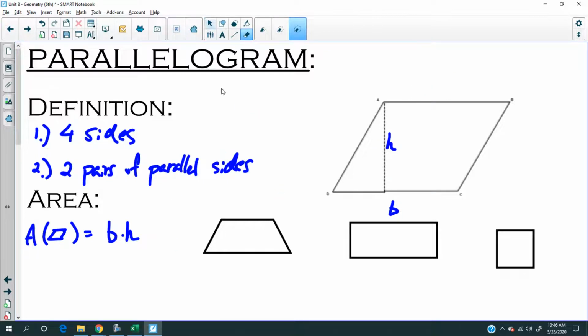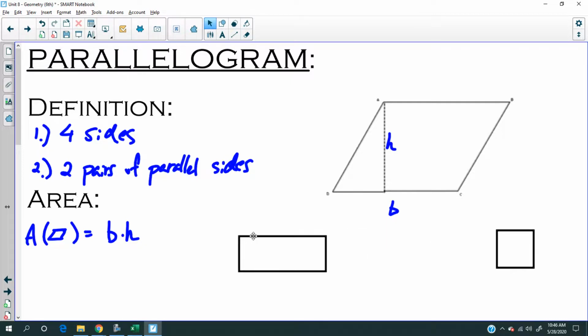Now, many of you might say, "Hey, Mr. Ing, how come this is so easy to memorize? Because this reminds me of a rectangle." And you'd be right. Because remember with a rectangle, we did length times width, but then I said, "Hey, look, you can actually change this to base times height."